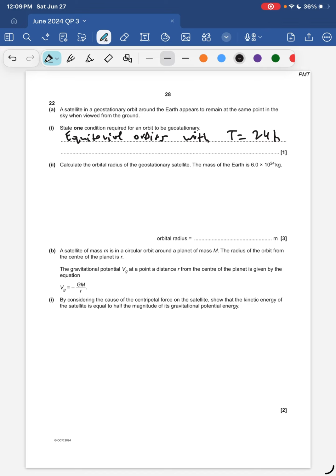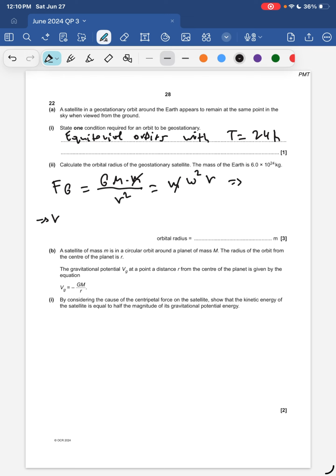Okay, 2. Calculate the orbital radius of the geostationary satellite. The mass of the Earth is 6 times 10 to the 24 kilograms. So the gravitational force is G times the mass of the Earth times the mass of the satellite over r squared, and this is equal to the centripetal force, which is equal to the mass of the satellite times omega squared times r. So the mass of the satellite drops out.